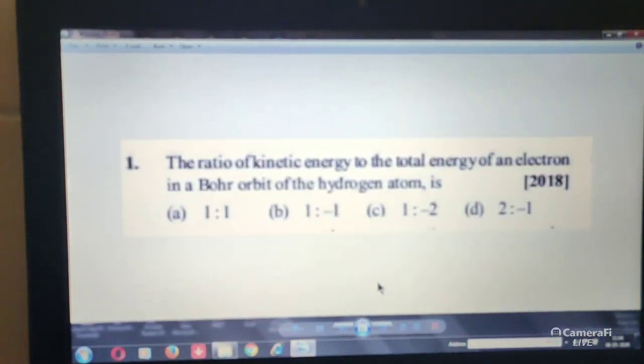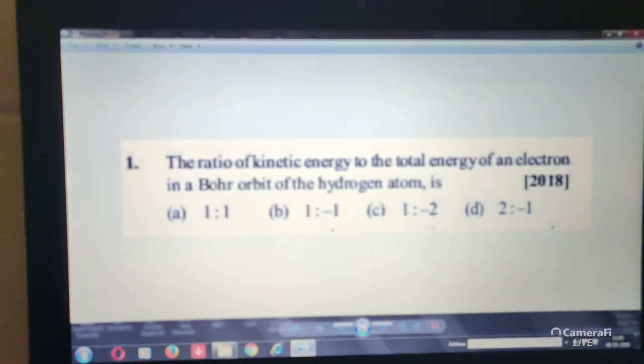Okay, students. Today we are going to discuss the NEET part, physics, atoms lesson. I observed that most of the questions are asked from the hydrogen spectrum lines and ratio oriented questions, then velocity of the electrons related questions, then the relationship between the energies. So let's discuss the first question.